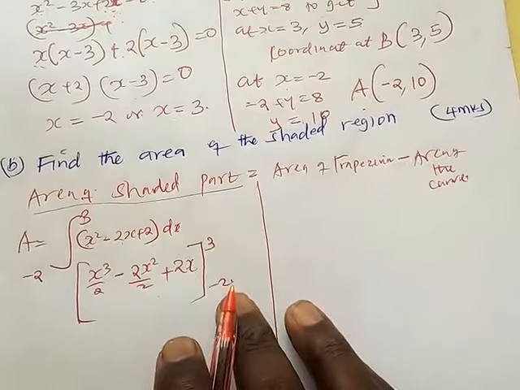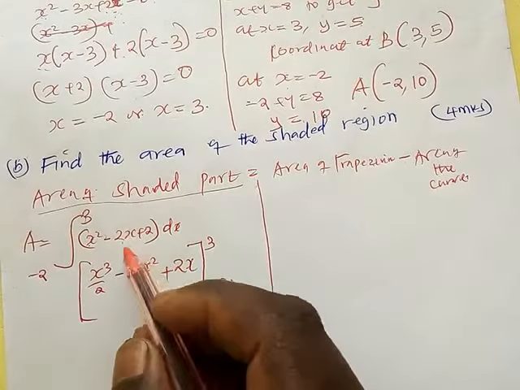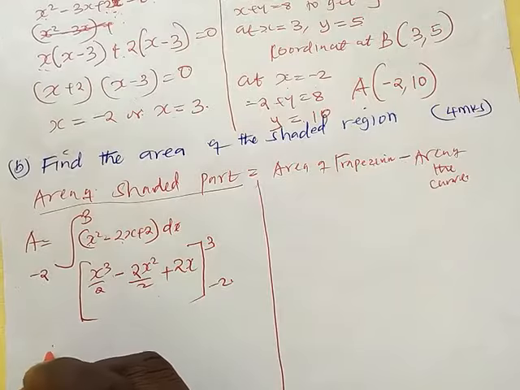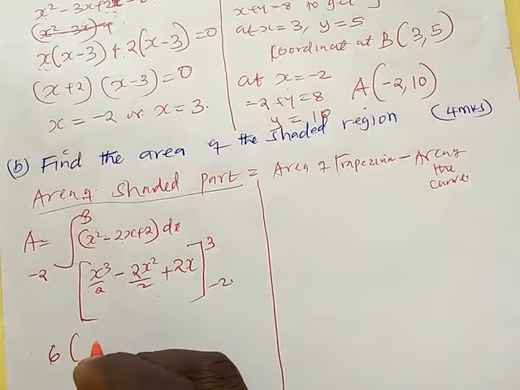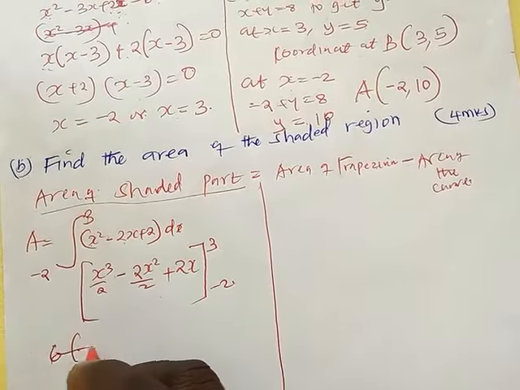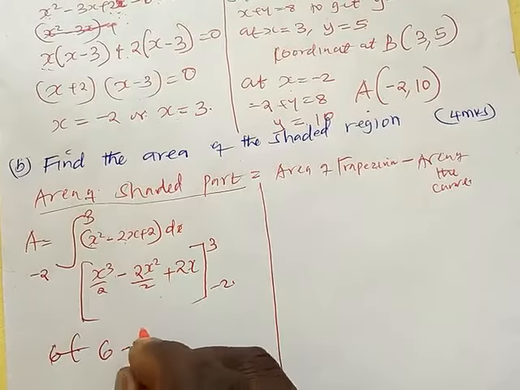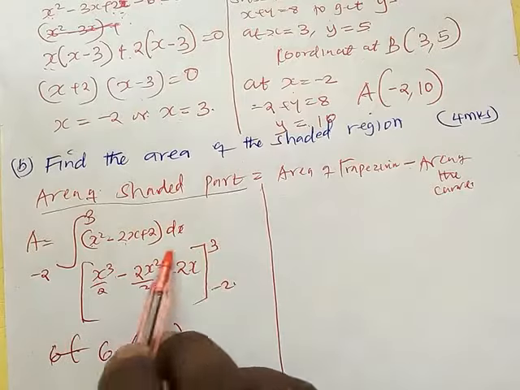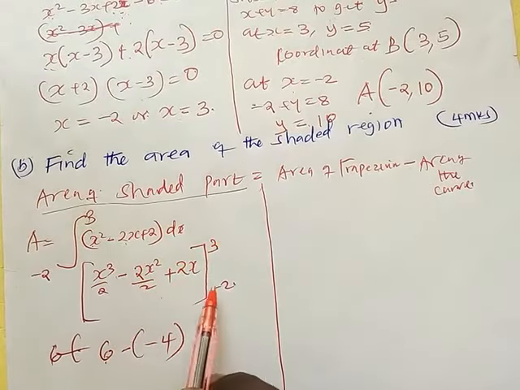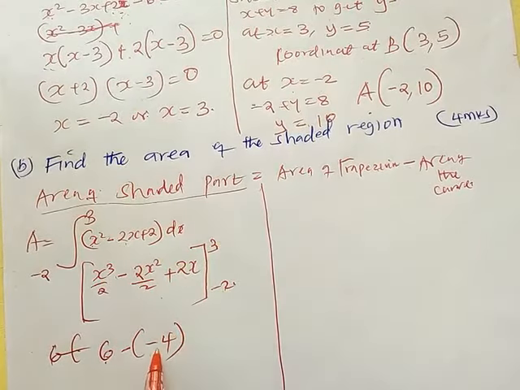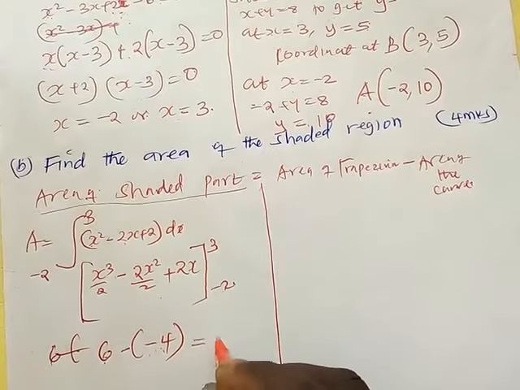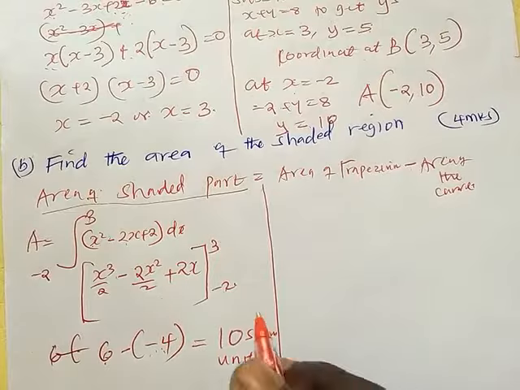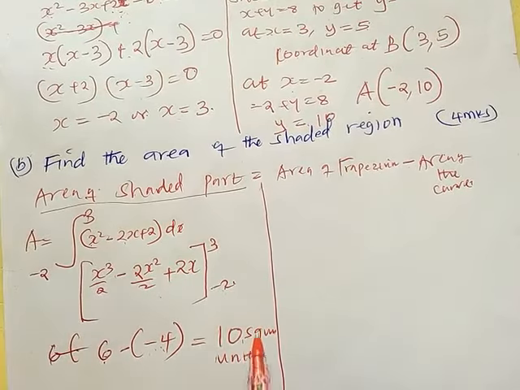So after doing all that, you substitute the values here and you will find out that you will have 6 minus -4. So make sure you get that. The first one, when you are using 3, you will get a 6. When you are using the limit -2, you are supposed to get -4, and then when you subtract, you get 10 square units. So the area of the curve is 10 square units.